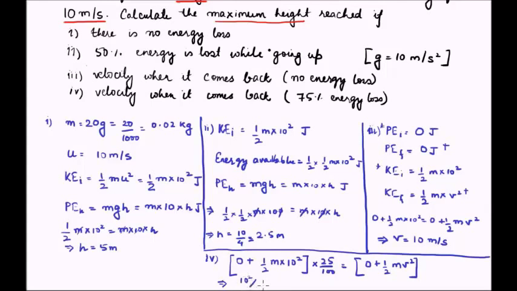So we see that for an energy loss of 75%, the final velocity at the same position became half of the initial velocity at that position. So if there is an energy loss, we cannot directly equate conservation of mechanical energy and say that total potential energy plus total kinetic energy will remain conserved, because there is an energy loss.